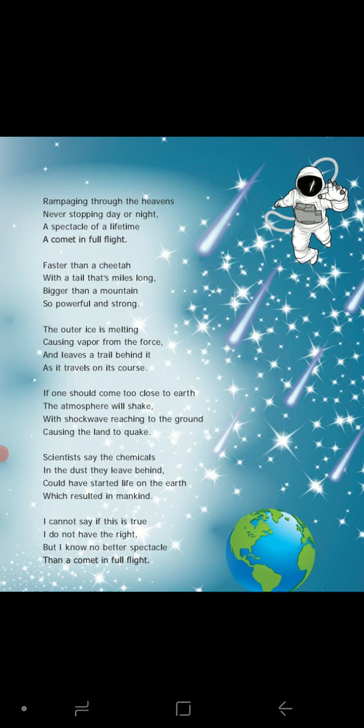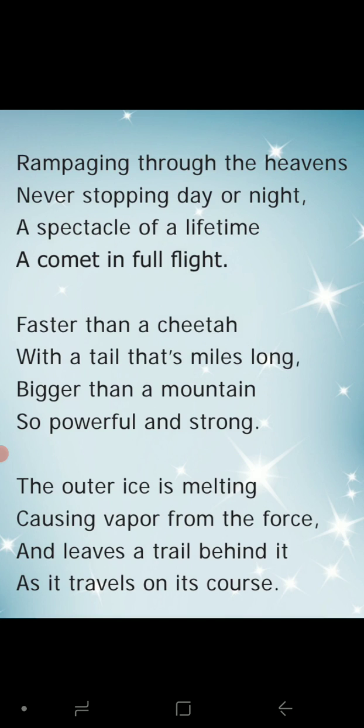Okay, first stanza. Rampaging through the heavens, never stopping day or night, a spectacle of a lifetime, a comet in full flight. What is the poem about? The poem is about a comet. Comet means an icy small solar body which passes close to the sun. In Tamil it is Valnachitra. Sometimes you can watch it in the night, you can see that.